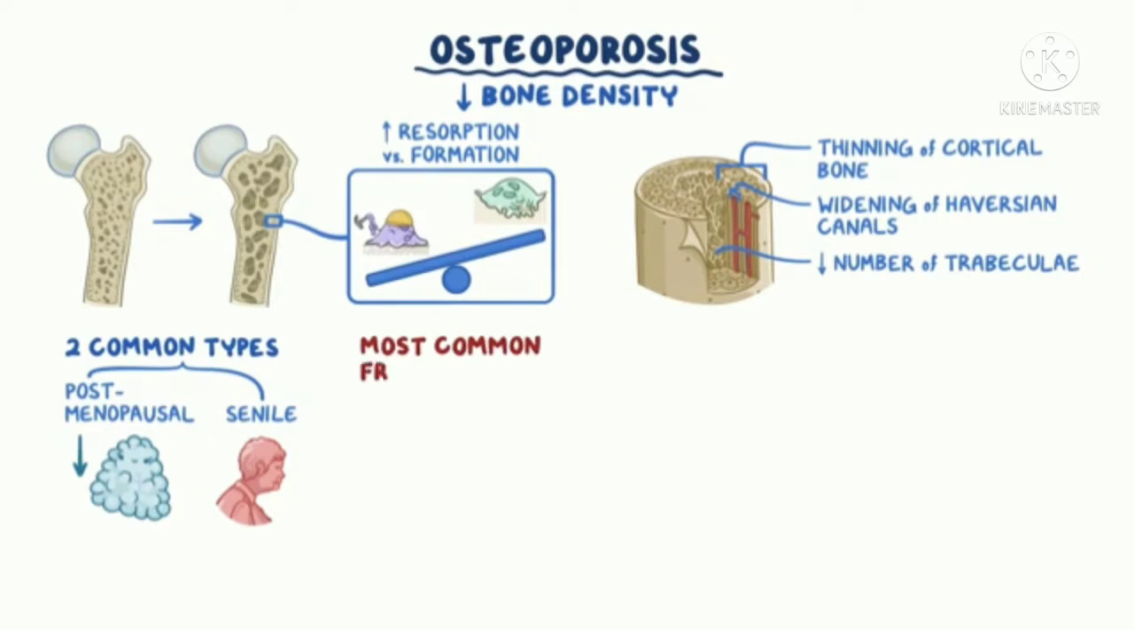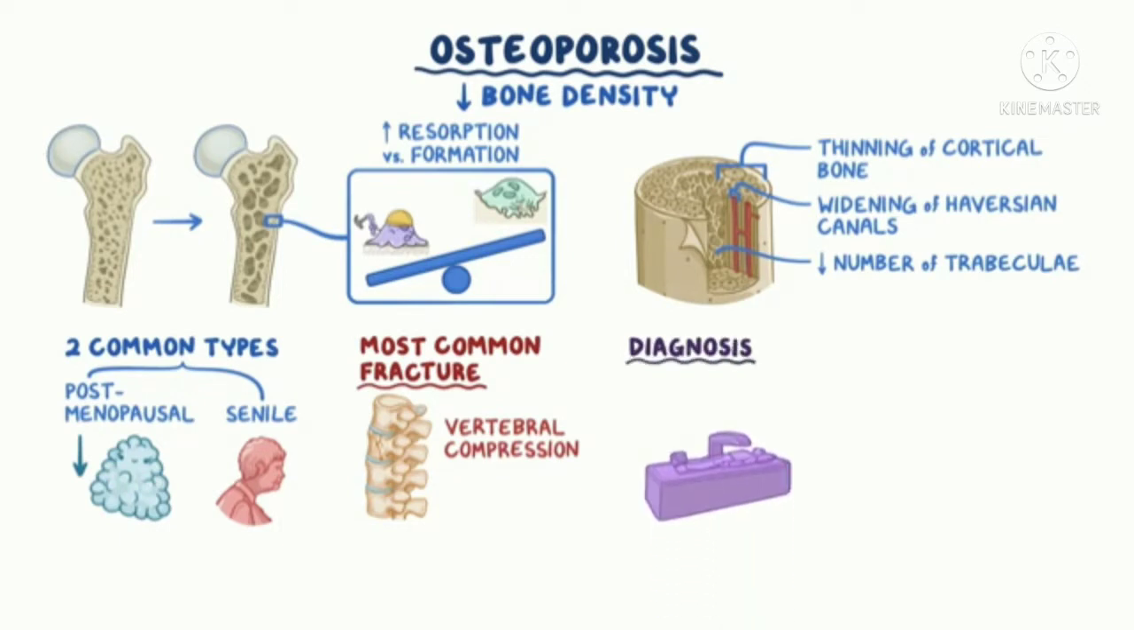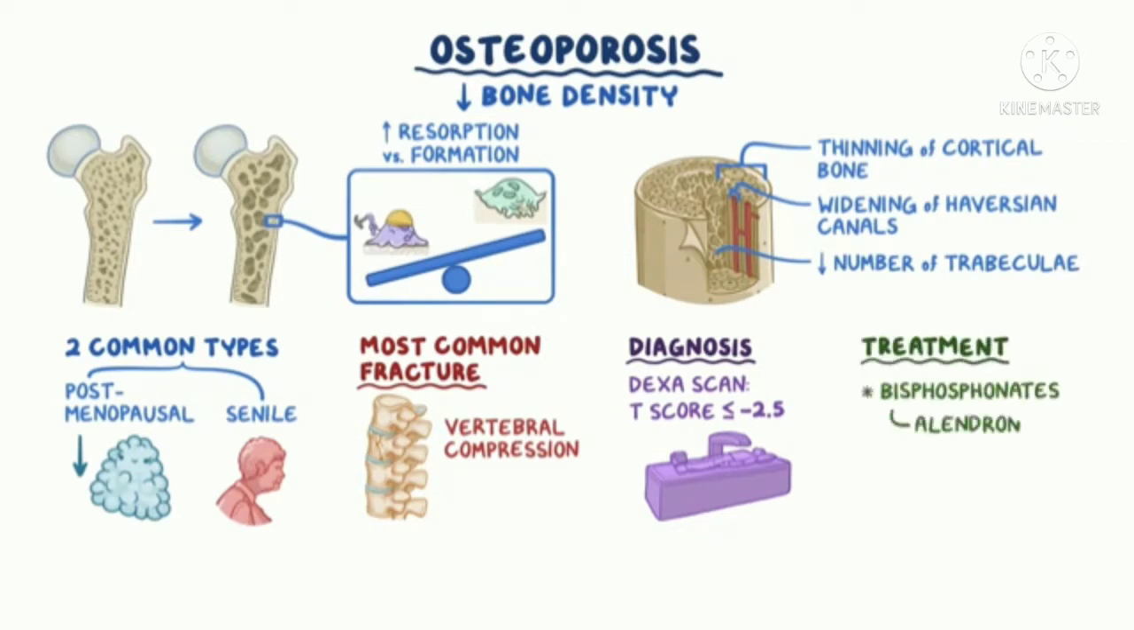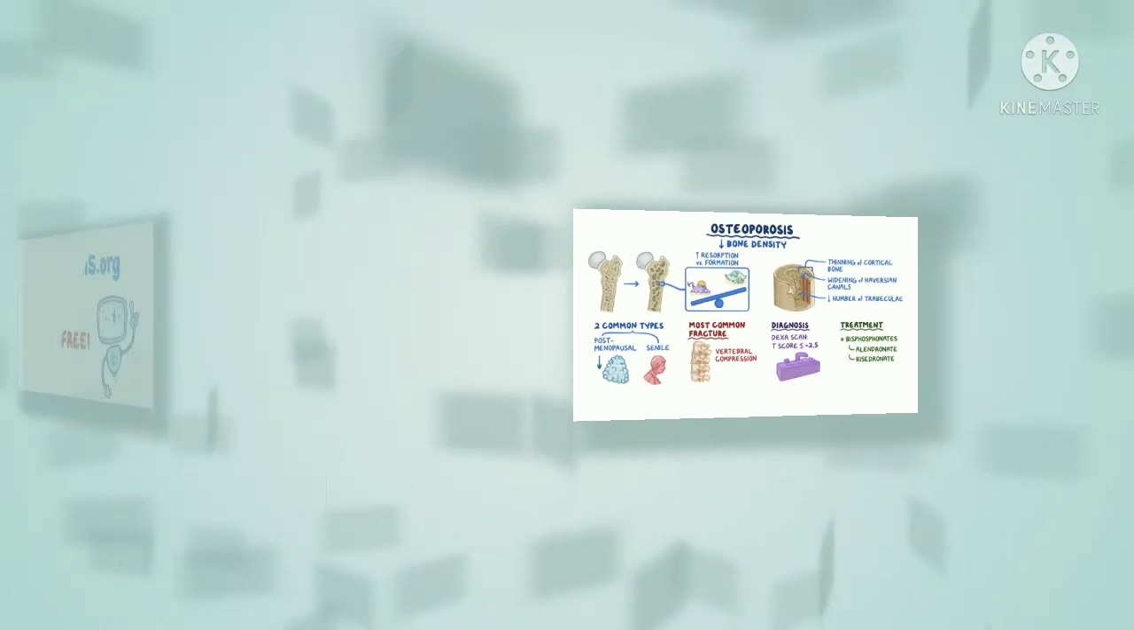The most common type of fracture in osteoporosis is a vertebral compression fracture. Diagnosis is done with the dual energy X-ray absorptiometry or DEXA scan, where a T-score equal to or less than -2.5 equals osteoporosis. First-line treatment relies on bisphosphonate drugs like alendronate and risendronate.